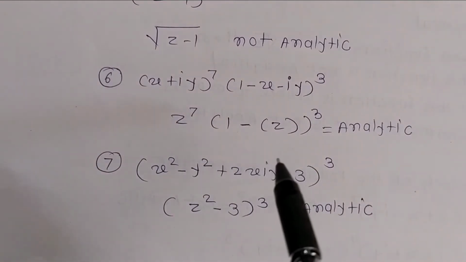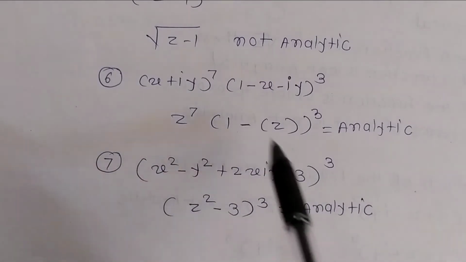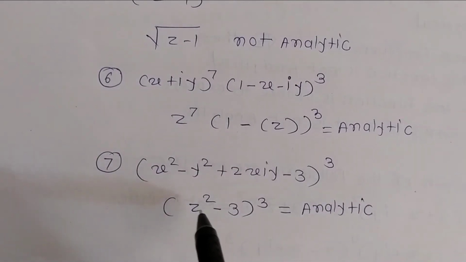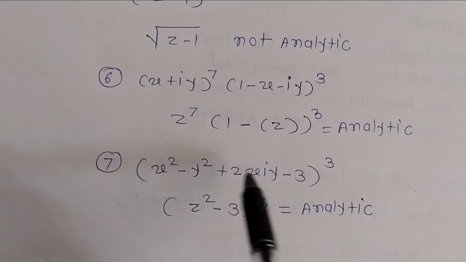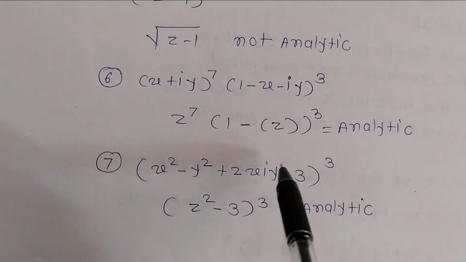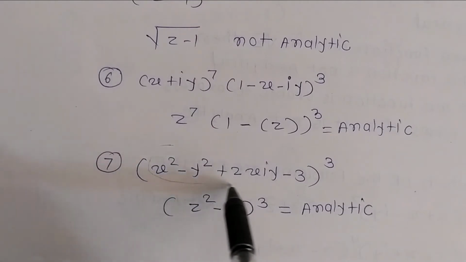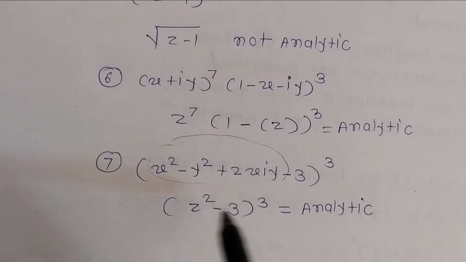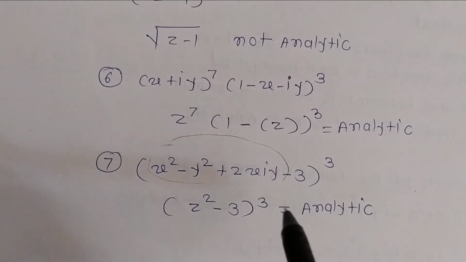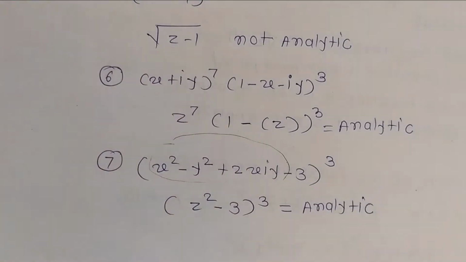This complete one is z square, so this is minus. This is x plus iy and its square, these are the factors of x plus iy, and its square, so this is z square minus 3, all cubed. This is the analytic function.